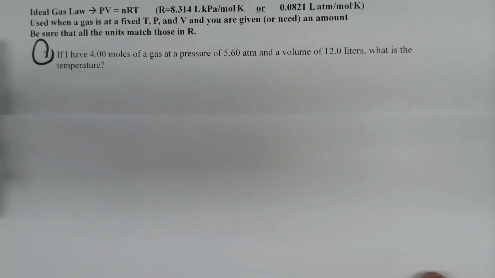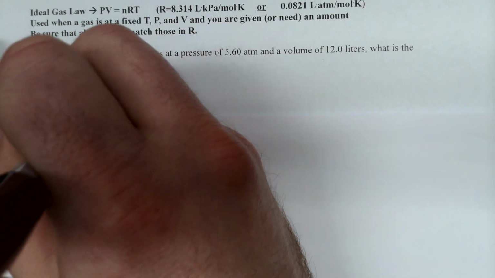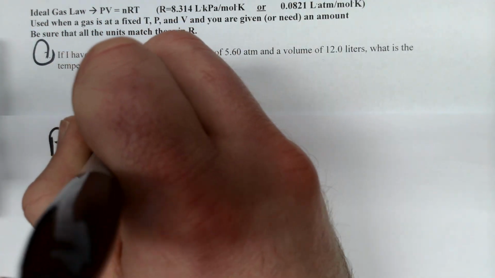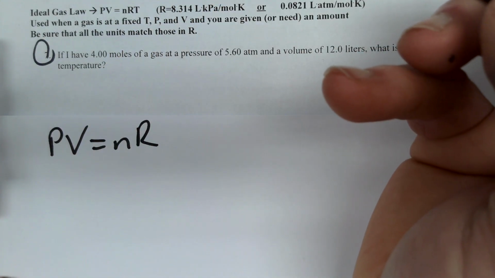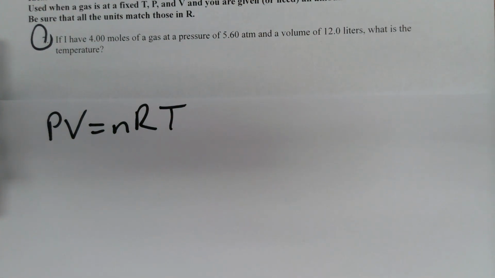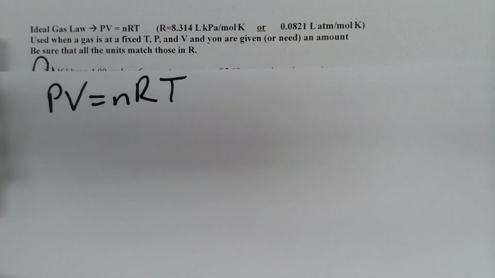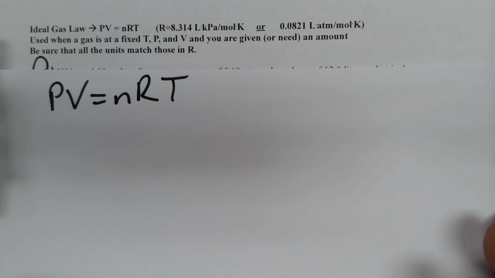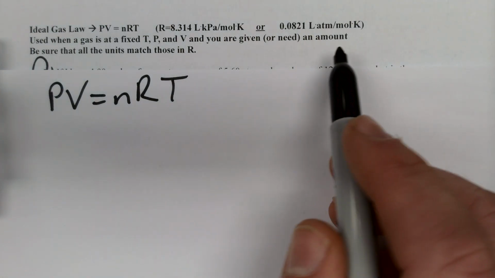I've seen most of this equation already before. I've seen pressure. I've seen volume. I've seen moles. I haven't seen R before, but I have seen temperature. Our R value is going to be a gas constant. And depending on the units used in my equation, depends on which R value I'm going to use.